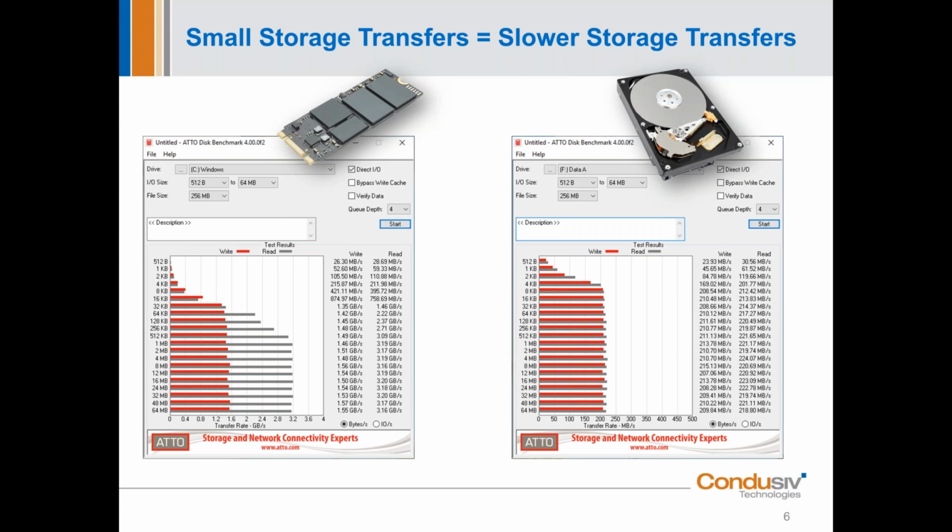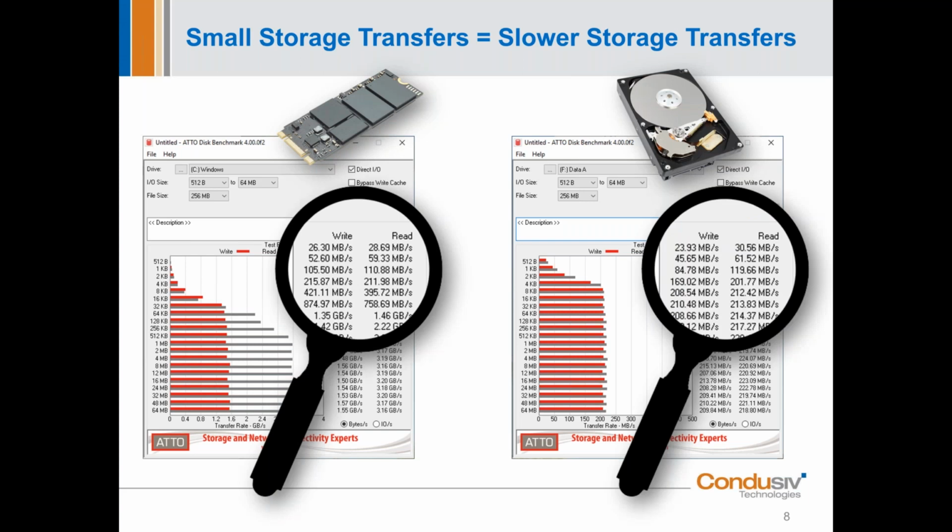Take a look at the test results on this slide for an NVMe connected SSD and a spinning hard drive. Of course, the reads and writes are faster on the SSD, no surprises there, but what about when the storage I/O sizes are small?